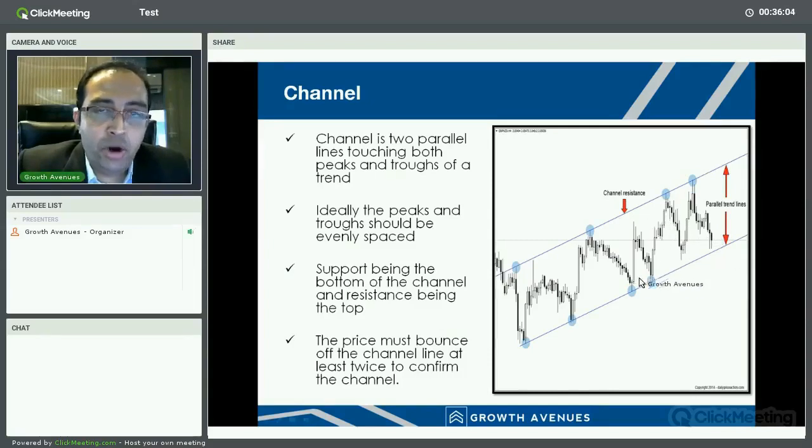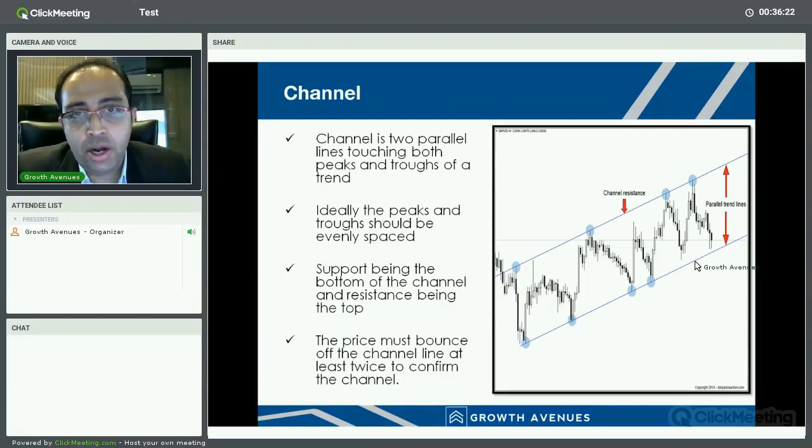And as a result, the touch points can be used as an area for initiating some short opportunity on the upside and some long opportunity on the downside. And the target, of course, is very well defined, which is close to the channel. So that's how the support resistance concept is inbuilt into this trend line, and that's how you will be able to capture the turning points.